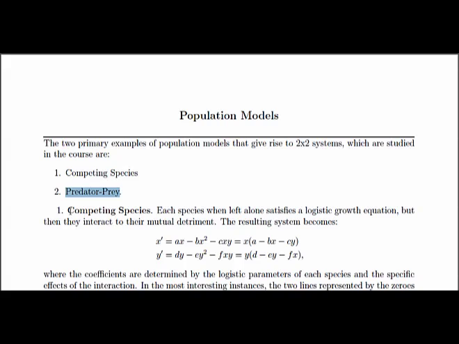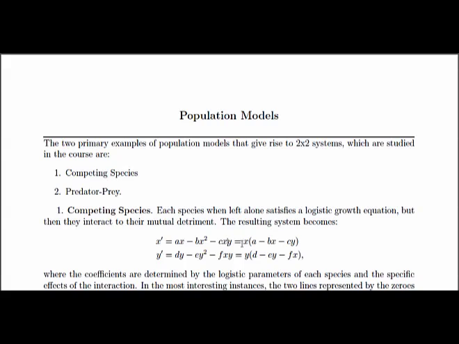First, competing species. So we have 2 species in the same environment and they're competing with each other. We assume that if left alone, each one of them satisfies a logistic growth equation, but then when they interact to their mutual detriment, the resulting system becomes as presented here. So here is the logistic part for population X. Here's the logistic part for the population Y. And then here are the 2 interactive parts. When X and Y interact, it acts as a check on the growth of both of them.